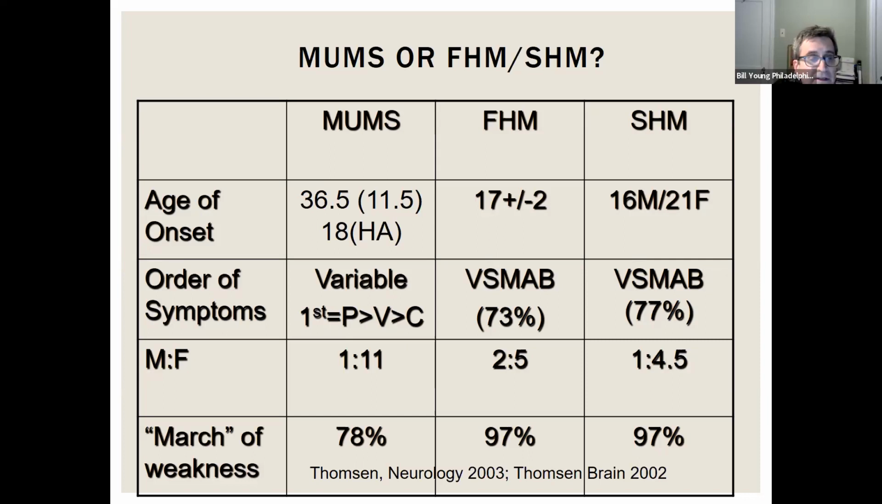Again, very heavily weighted towards women. But like an aura, most of the people with MUMS had the numbness and the weakness start in one place and travel on the body. Whereas familial hemiplegic migraine, almost everybody has that. So this was kind of similar, but this pattern of the symptoms spreading on the body was present, but not as strong in people with MUMS.